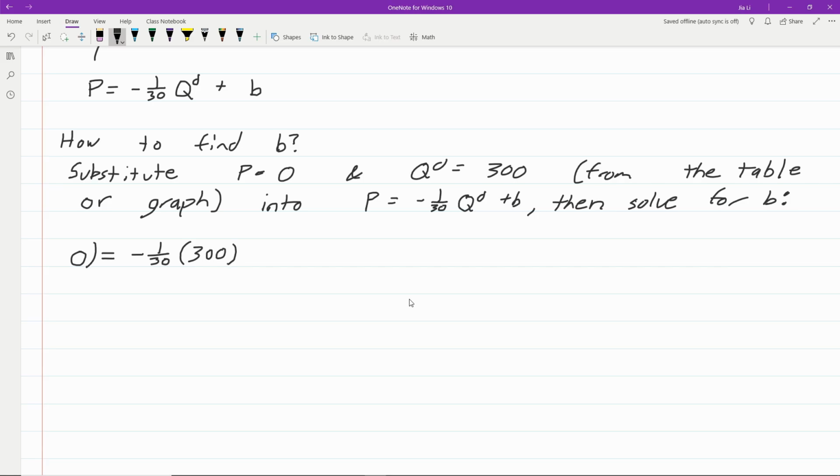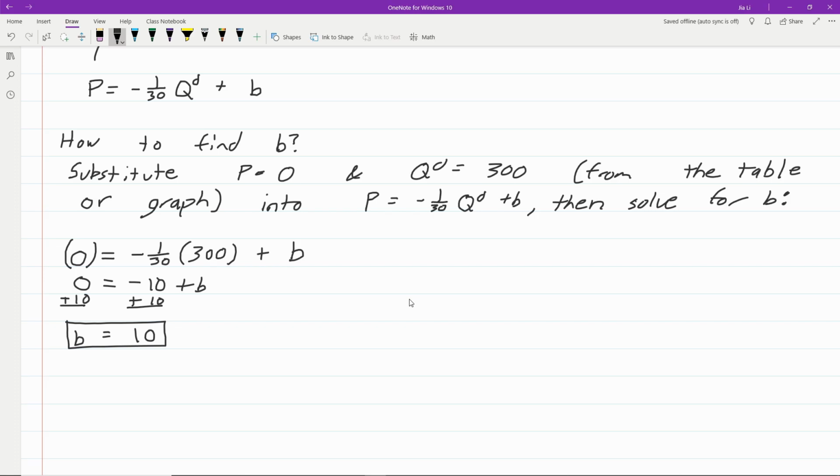I'll put that in parentheses, just to make sure the 0 was being substituted in as well, plus b. And now all I have to do is solve for b. So I have 300 divided by minus 30, which works out to be minus 10. So I have 0 is equal to minus 10 plus b. Then I will add 10 to both sides of the equation to solve for b. And then, of course, what I have is b is equal to 10. So that is how I solve for b. It's really just that simple.